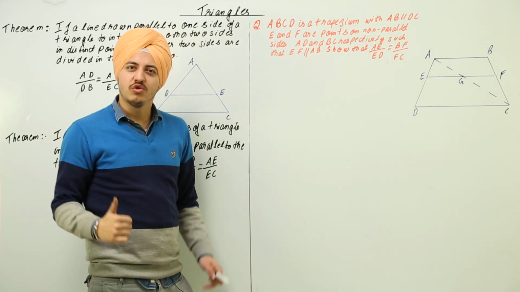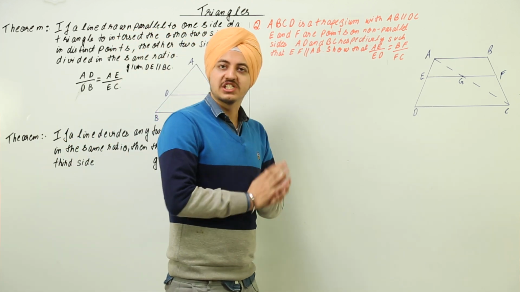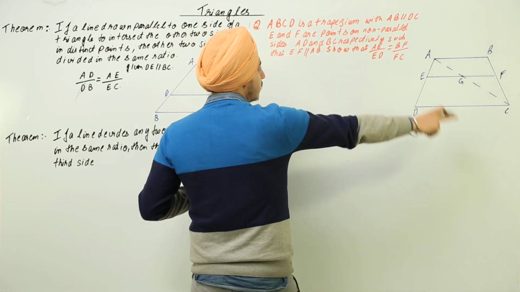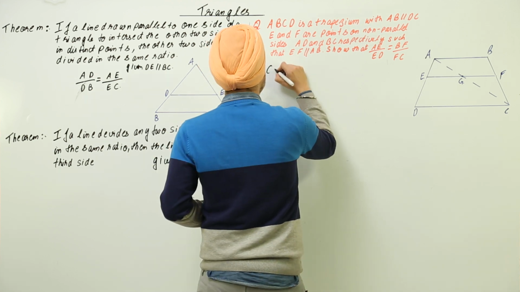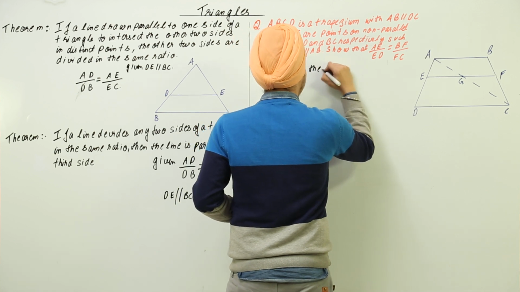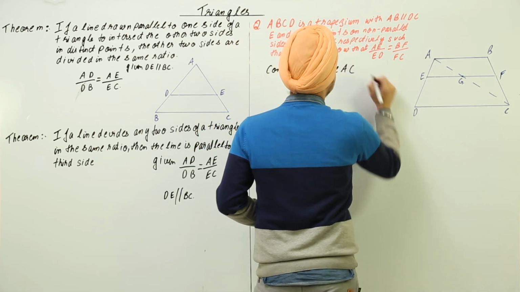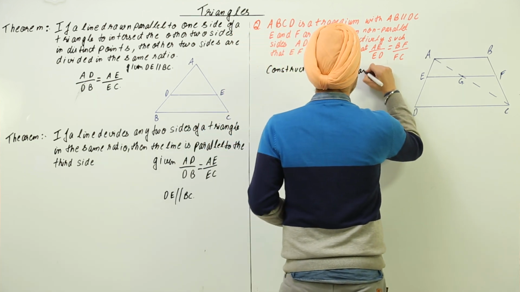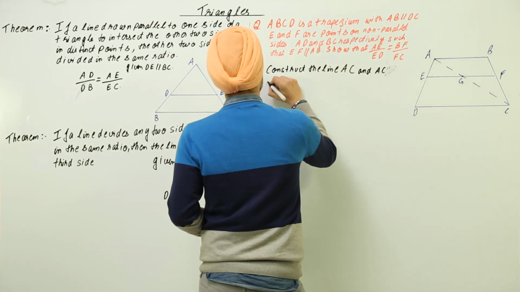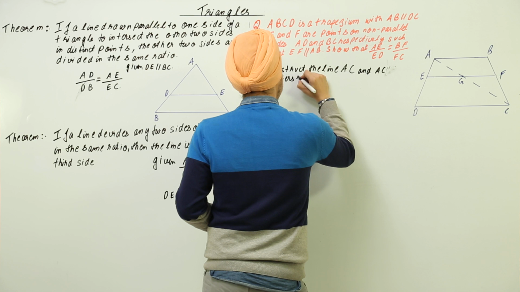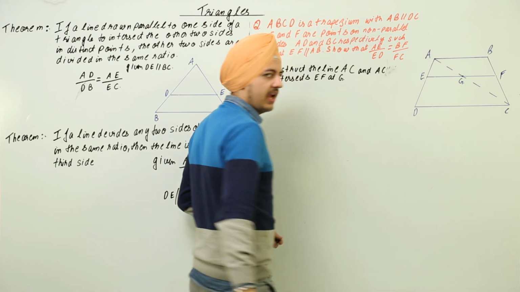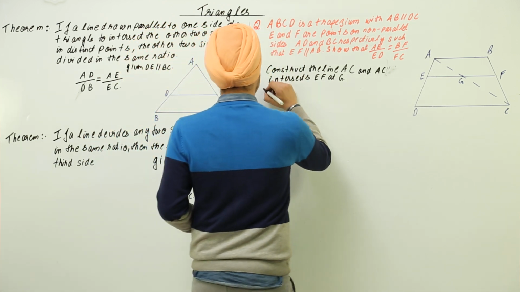Okay, now what do we do first of all? First of all, we convert this trapezium into two triangles. How do we do that? We construct the line AC. This is constructed by me, this is not given in the figure. So we construct the line AC, or we join the points A and C, and AC intersects EF at G. Okay. Now we have two triangles.